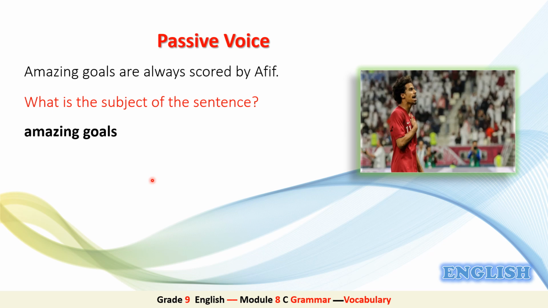Now let's have this question. Who is the doer? Who is the agent of the action? The action is scoring goals. Who is the doer of the action? Very good, it's Afif. So notice here that the subject of the sentence and the real doer of the action or the agent are different. When the subject and the agent or the real doer of the action are different, we call this passive voice sentence.